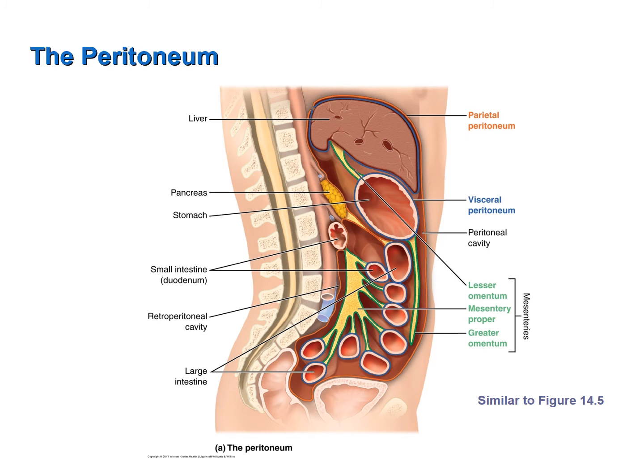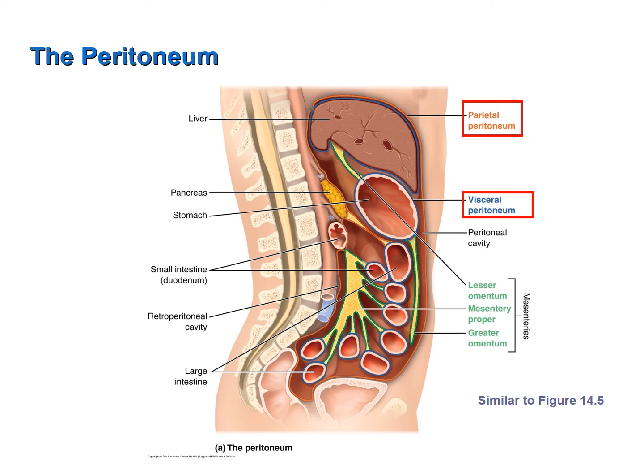This figure from your book gives a nice illustration of the peritoneum. Here we're looking at a sagittal section of the abdominal cavity. The visceral peritoneum is shown in blue. Notice that the visceral peritoneum covers almost all of the organs of the abdominal cavity. The parietal peritoneum, shown in orange, lines the abdominal cavity.